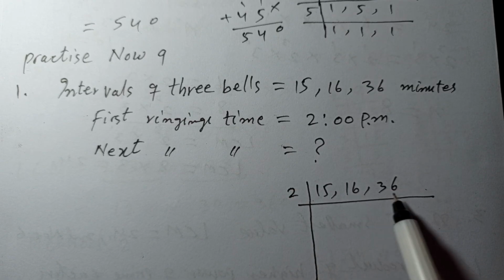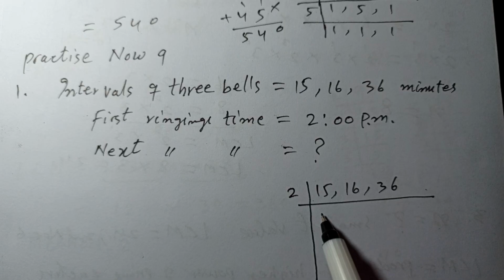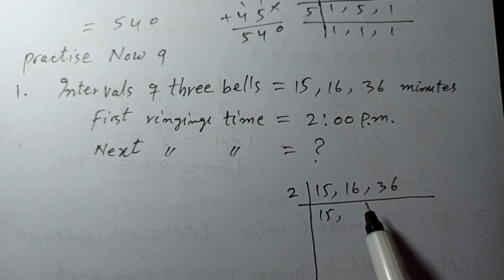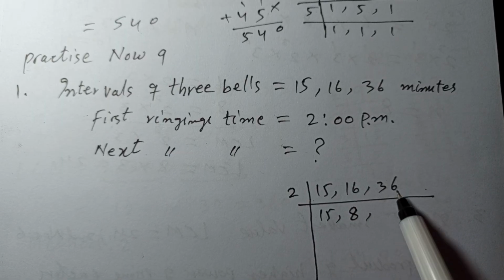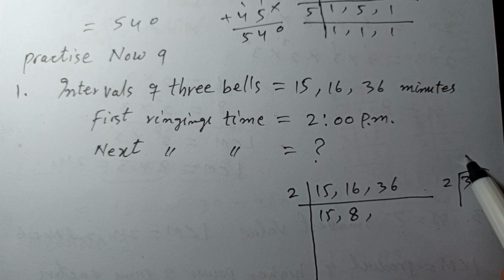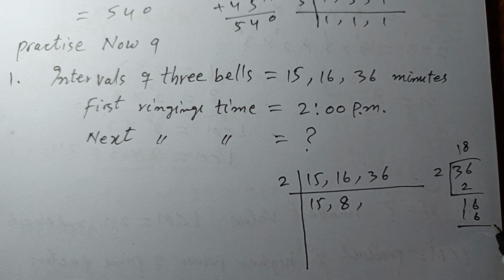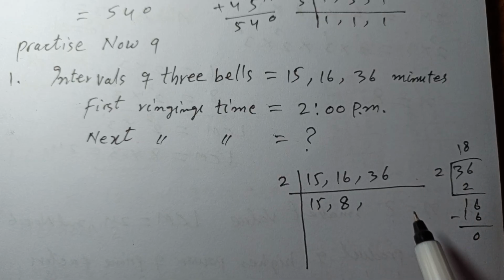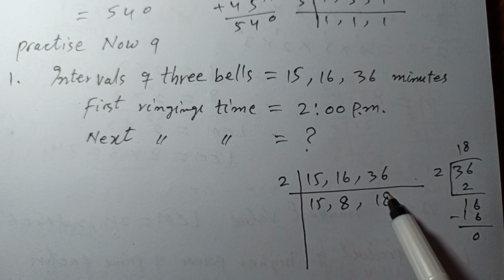It can divide 16 as well as 36. 15 will be left as such. Now 16 divided by 2: 2 8s are 16, so 8 is the answer. When 36 is divided by 2, 2 1s are 2, remainder 6, then 2 8s are 16, 2 3s are 6. You get 18 as your answer. So 18 will be written here.